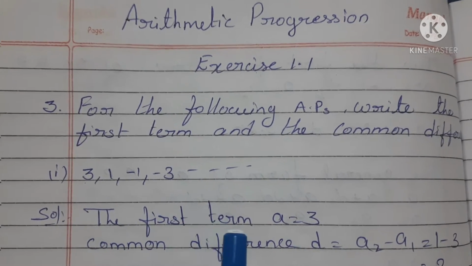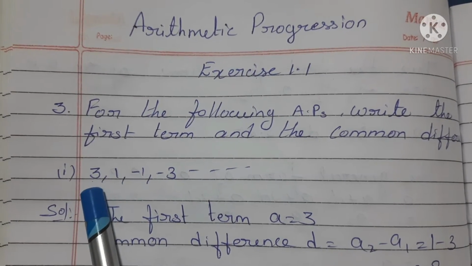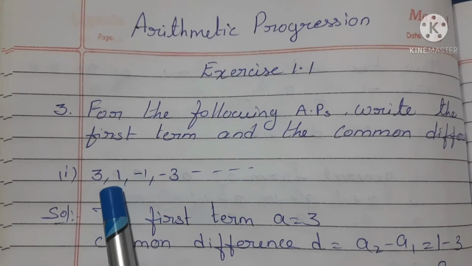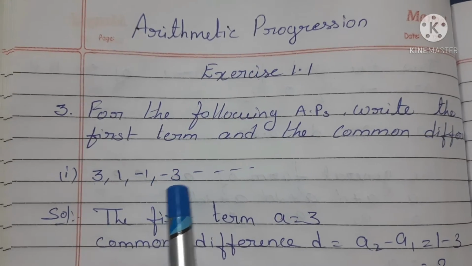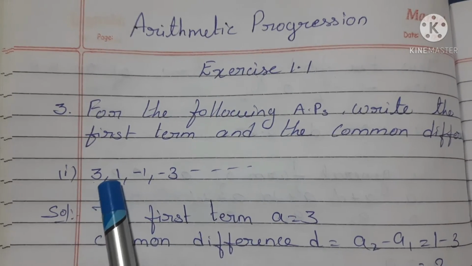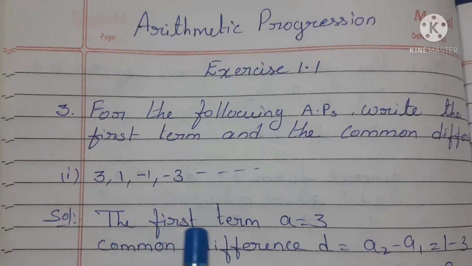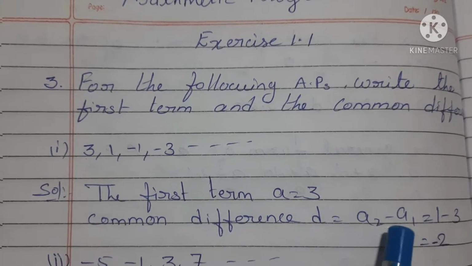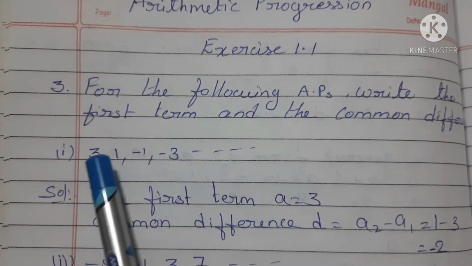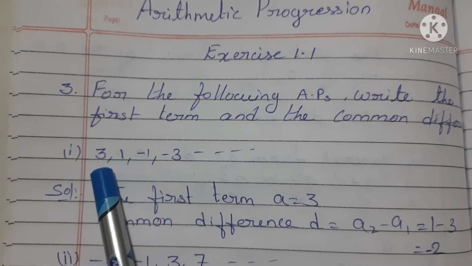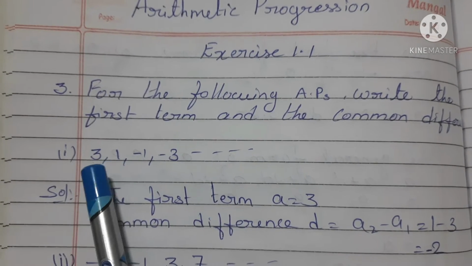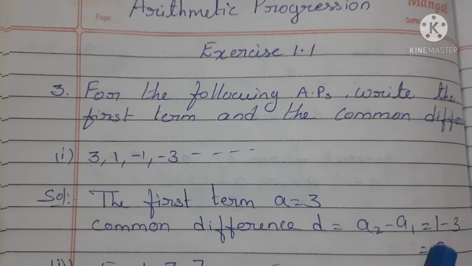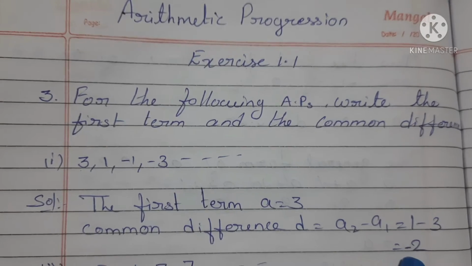The first term here is a1, and a and a1 are both the same. This is a1, this one is a2, a3, a4, and so on. Now the first term is 3, therefore the first term a is equal to 3. The common difference d is equal to a2 minus a1. Now this one is a2 and this one is a1. Now a2 value is 1, a1 value is 3. Now 1 minus 3 is equal to minus 2.